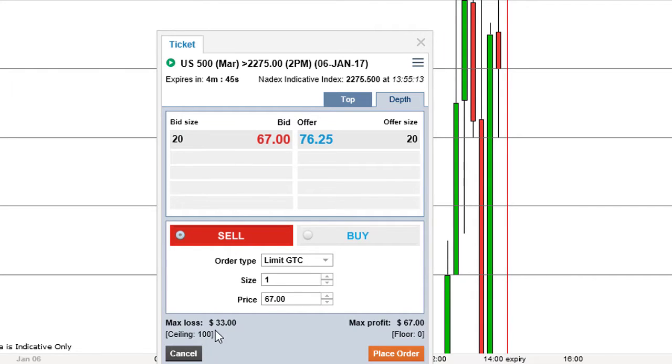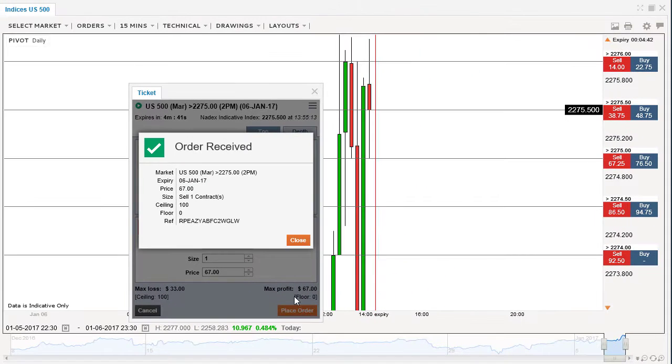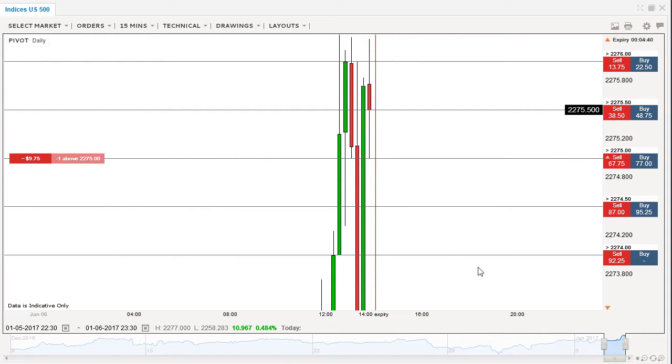Actually, I can even get it cheaper. I can do 33 to make 67. So I'm just going to enter the order. Now you can see that the strike price at 22.75 is where price is currently trading.